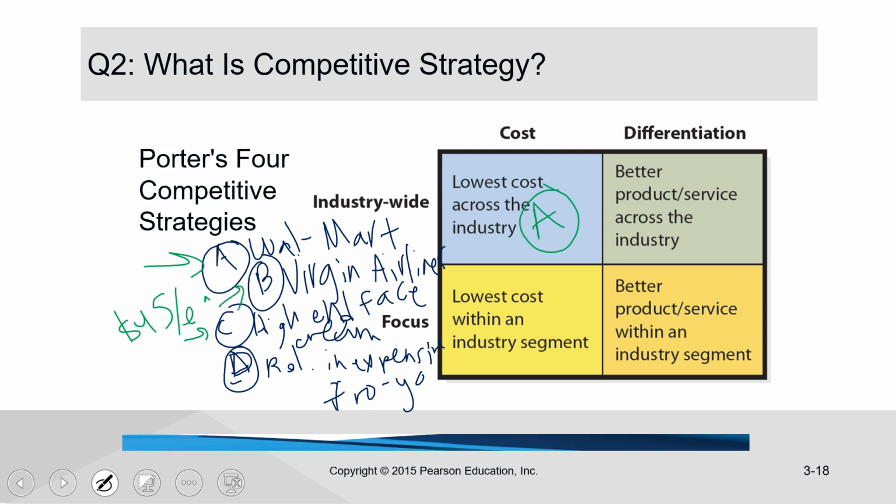How about Virgin Airlines? Well, I don't know if you've flown on Virgin Airlines, but it was very catered toward young people. And so in terms of industry-wide or focus, probably in this focus group. And in terms of cost or differentiation, it wasn't cheap, but it wasn't very expensive. So this kind of gets at the idea that this model is never right, but it's just kind of useful. I'm not sure where we would put Virgin Airlines in terms of cost or differentiation. But if it turned out to be kind of better, higher end, which I think it sort of was, and it wasn't exactly the cheapest, we could put Virgin Airlines right here, with a differentiated focus strategy.